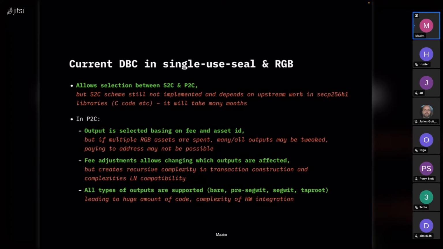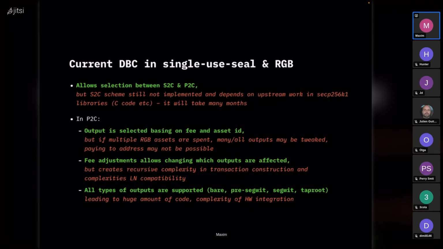On the other side, in pay to contract commitments used in RGB today, we have three main problems. First of all, I tried to show that we made some design decisions in RGB that enabled us some upsides and good features. And on the other hand, this design decision has produced challenges and problems which we faced when we tried to build practical software working with RGB.